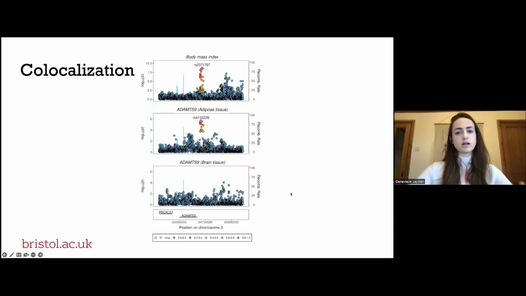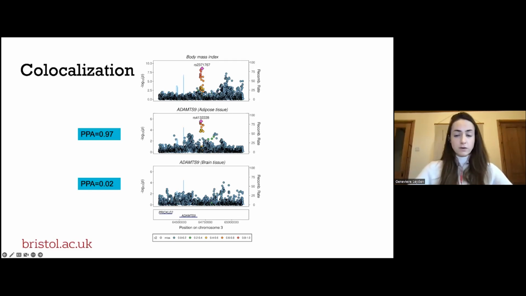Using regional association plots, we can look in detail at the results of the colocalization at a specific locus. In this example, I've plotted the ADAMTS9 locus. Each point is a SNP or a genetic variant, and each SNP is plotted according to its chromosomal location on the x-axis. The y-axis indicates the association between the SNP and BMI, or the association between the SNP and the gene's expression in adipose tissue or in brain tissue. And these overlapping distributions suggest that the BMI variant in this region also influences ADAMTS9 expression in adipose tissue.